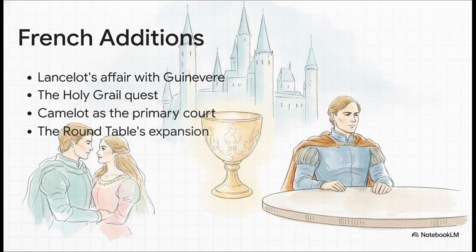French writers like Chrétien de Troyes added the stuff we all know today: the dazzling court of Camelot, the epic quest for the Holy Grail with Percival and Galahad, and, crucially, Sir Lancelot. By introducing Lancelot's whole affair with Queen Guinevere, these French romances effectively sidelined Arthur in his own legend, turning him into a tragic cuckold. He's still a figure of immense dignity, sure, but he is definitely no longer the main character of his own story.